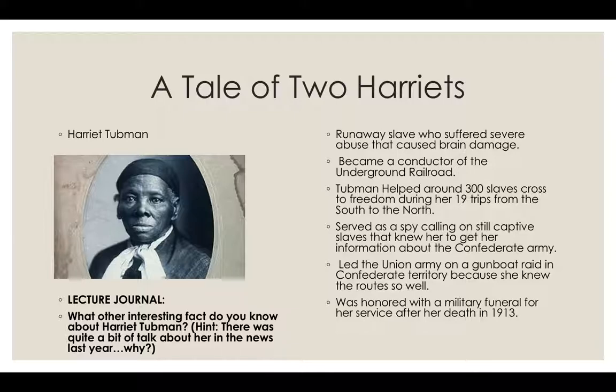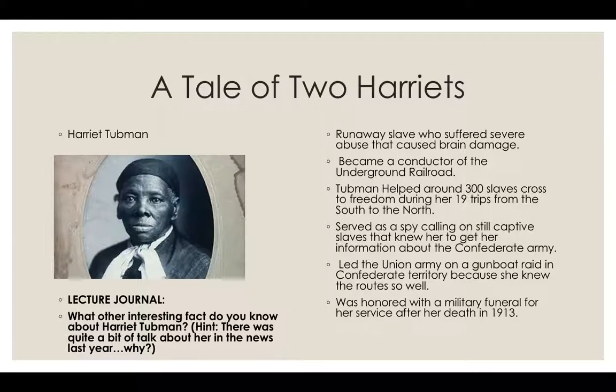To her, the South under slavery was a burning building, and she ran back into it 19 times in order to save people. During this time period, she gathered friendships, got to know people, and so she called upon those people that she knew who were still captive slaves to get information for her, and she actually served, little known fact, served as a spy for the Union Army about what the Confederate Army was doing.